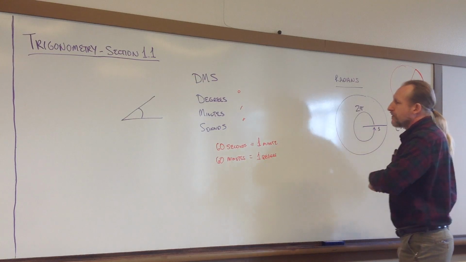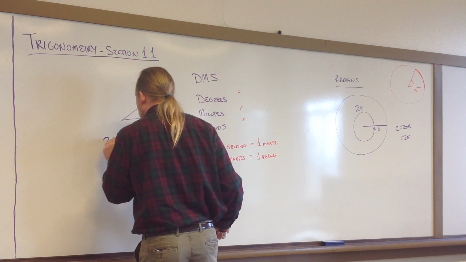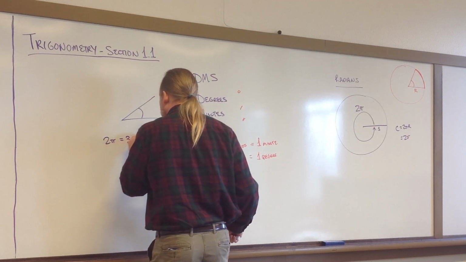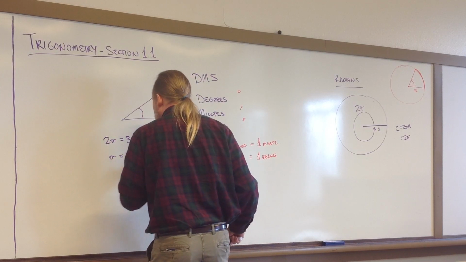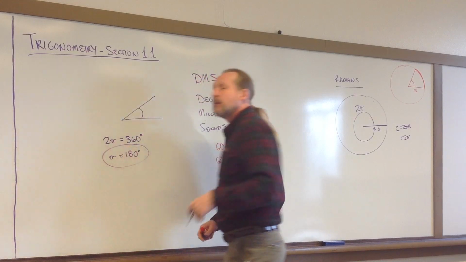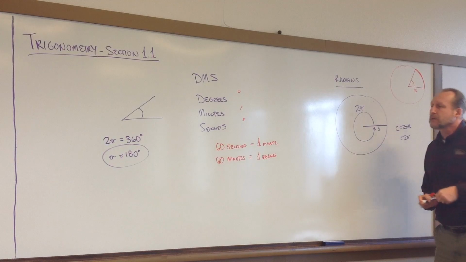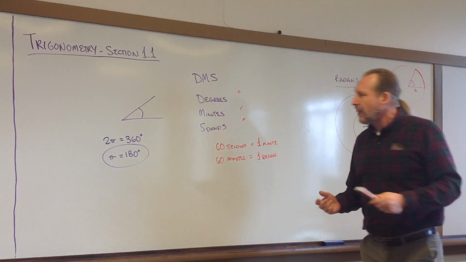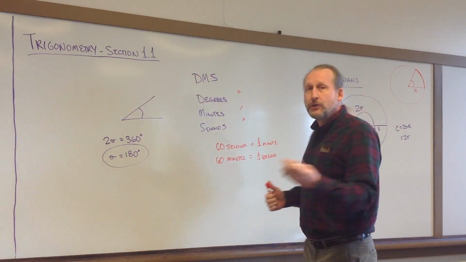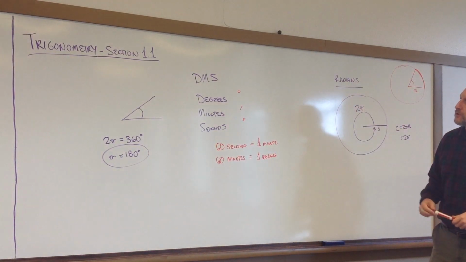And so we've got this fundamental equivalence that 2 pi radians is 360 degrees, or pi radians is 180 degrees. And so we'll use that frequently to convert back and forth between degrees and radians. And all these different units are used by different people in different situations.